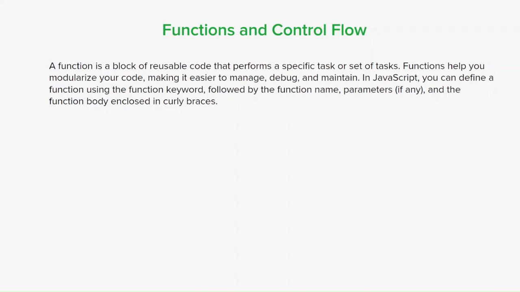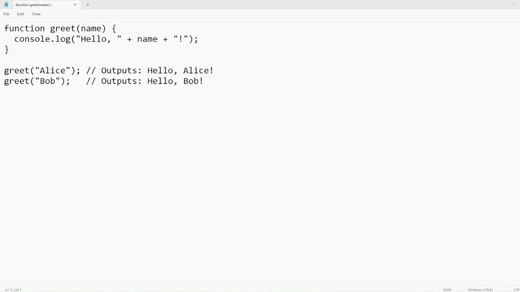In JavaScript, you can define a function using the function keyword, followed by the function name. So here is an example. You have the function name. So we've got the function here, and we've told it what the function should do. This is the output of the function. So greet Alice outputs hello Alice, and greet Bob outputs hello Bob. We've got the function instruction here.